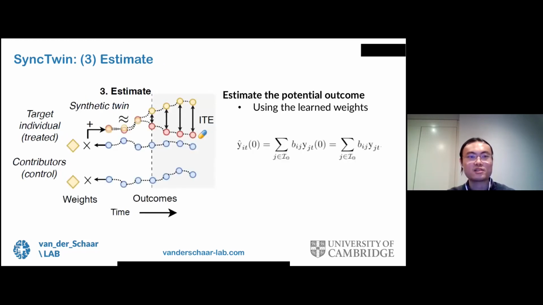And in the final estimation step, the same set of the weights that we found in the last step are applied to the outcomes before and after treatment. In other words, our final estimate is a weighted average of the contributor outcomes as shown in this equation. Note that we can estimate the outcomes both before and after the treatment. And the outcome difference after the treatment gives the estimate of the treatment effect. And the difference before the treatment can be used to compute the individualized error, as we'll discuss later.